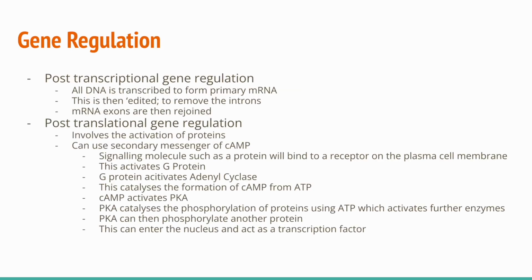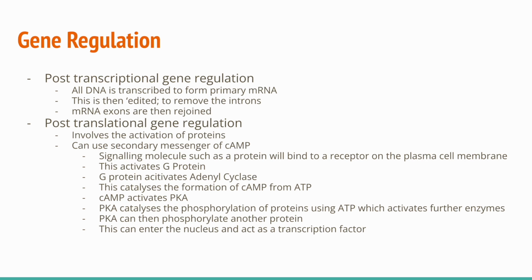When it comes to gene regulation, we have post-transcriptional and post-translational gene regulation. In post-transcriptional gene regulation, all DNA, intron or exon, is transcribed, and the product is primary mRNA. This undergoes a form of editing to remove the introns, or the lengths of mRNA which correspond to the introns on the DNA. The mRNA exons, post-processing, are then joined together.